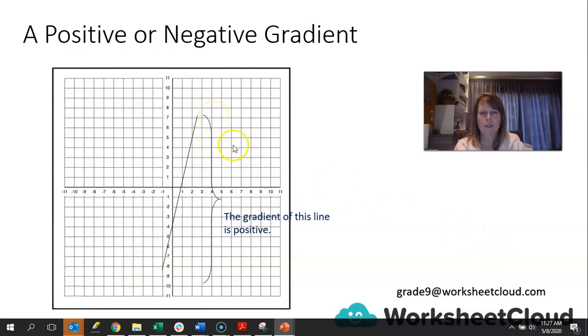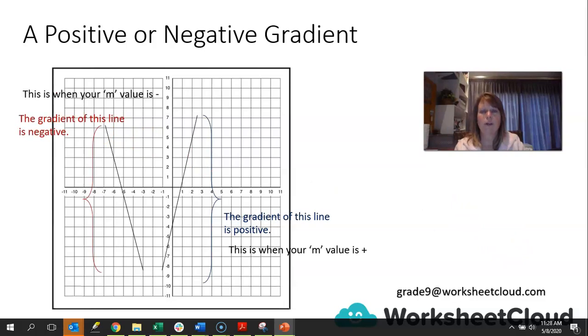Okay? Not always into the positive quadrant. It can go over here, but because of its shape going from the left at the bottom towards the right at the top, we say it has a positive gradient, right? If we look at the other one, going the other way from the right at the bottom towards the left at the top, we say that that gradient is negative, and that is when your m value is negative.